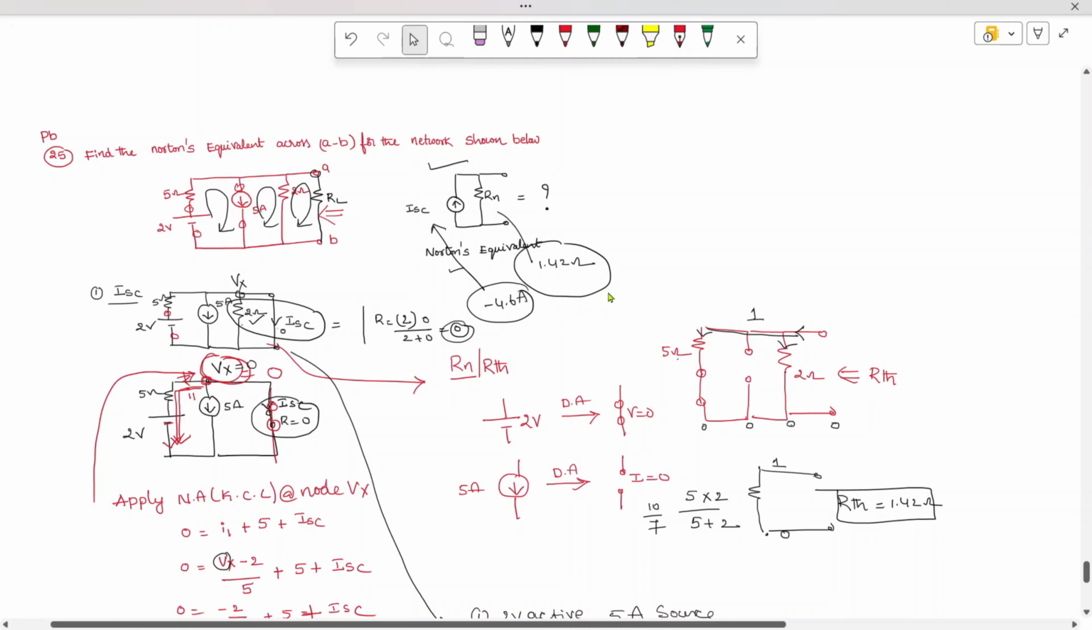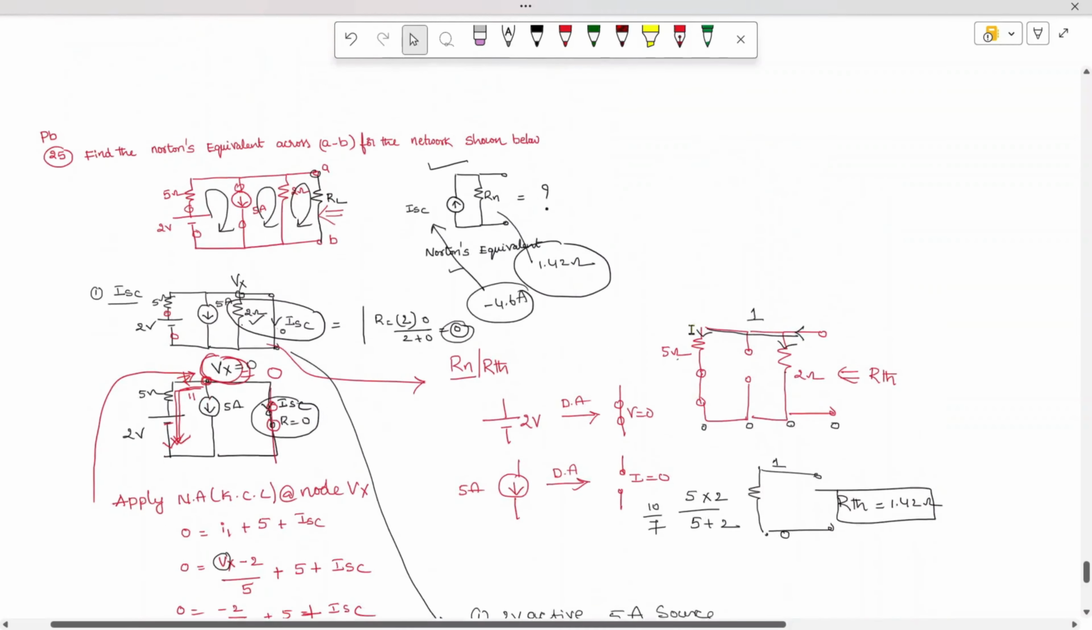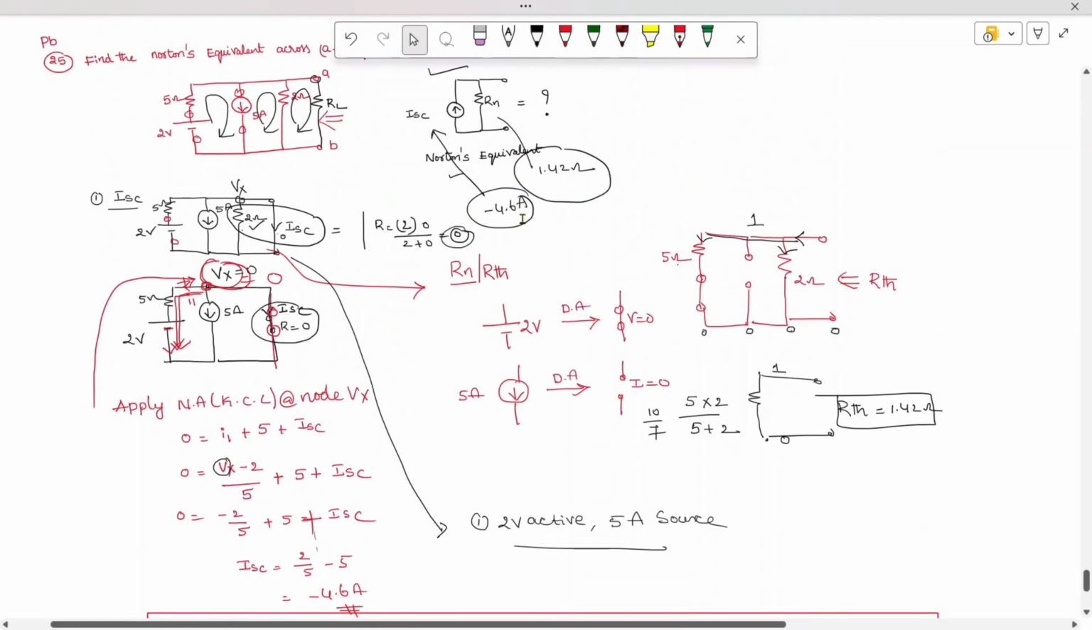So if you want repetition, just watch the video, then you will get clarity. The procedure of finding RThevenin is the same. So you can see here by procedure 1 or procedure 2, the value of current is minus 4.68 and the procedure of finding RNorton remains the same. So successfully we have found the Norton's equivalent across AB.